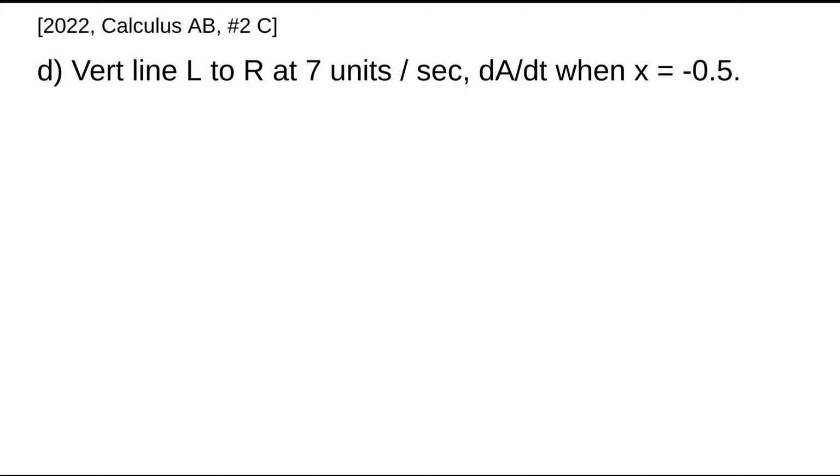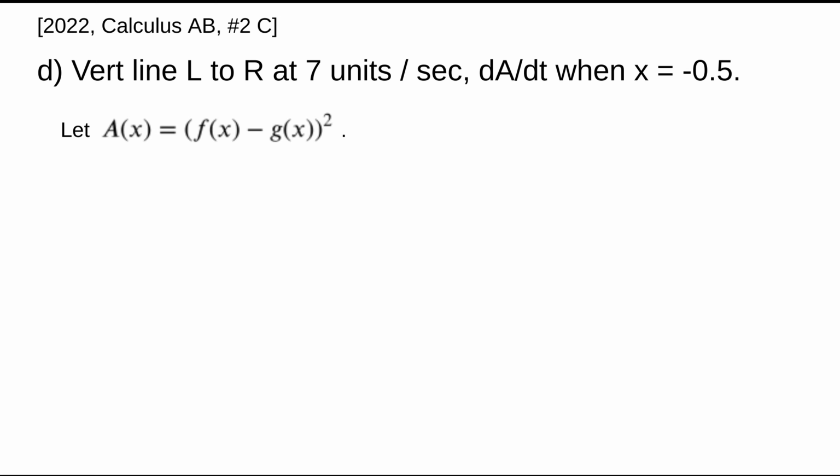In part D of this question, we have a vertical line moving left to right at a rate of 7 units per second. And we are asked to calculate dA dt when x is -1/2. That is, the rate at which the cross-section area is changing when x is -1/2. So this is a really tricky question unless you recognize it for what it is. This is just an application of the chain rule, right?